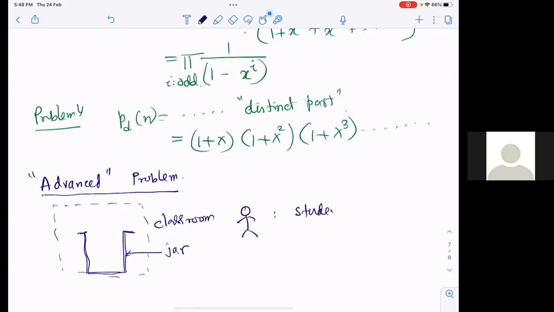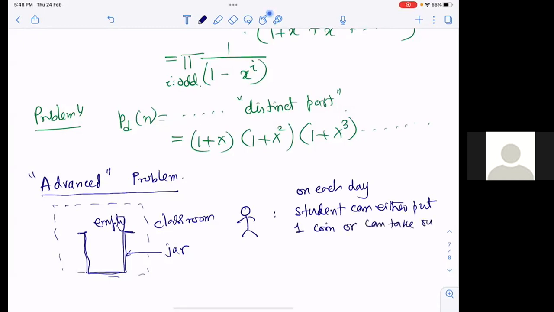Student, this was initially empty. On each day, the student can either put 1 coin or take out 1 coin from the jar.